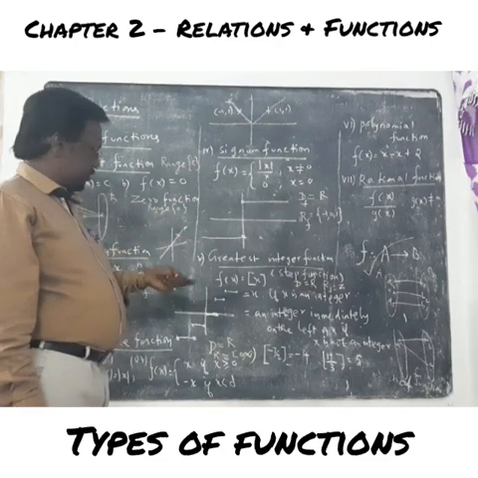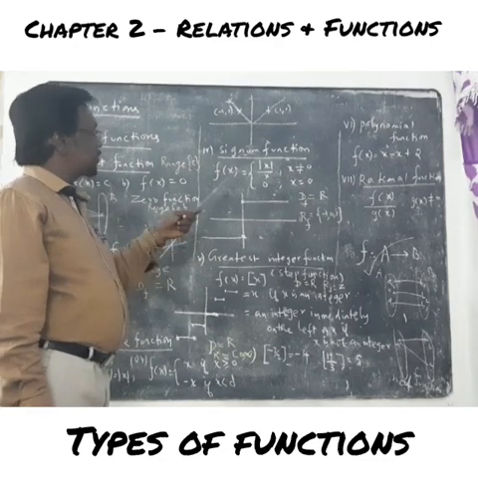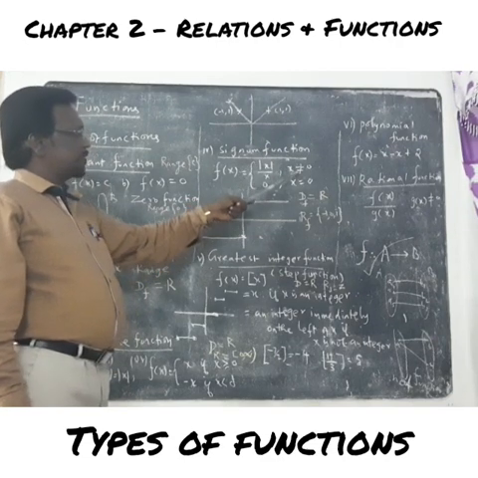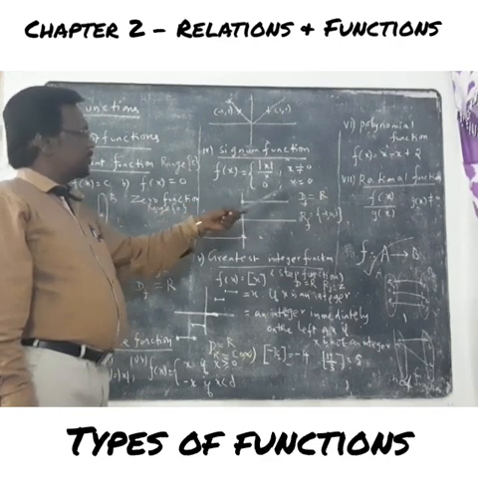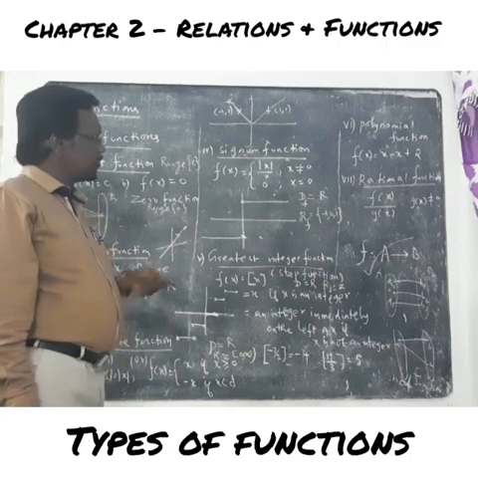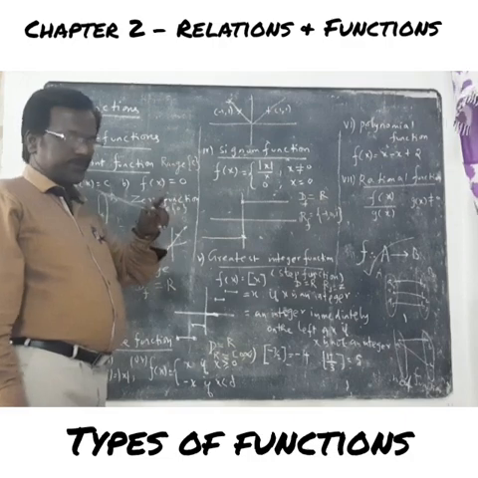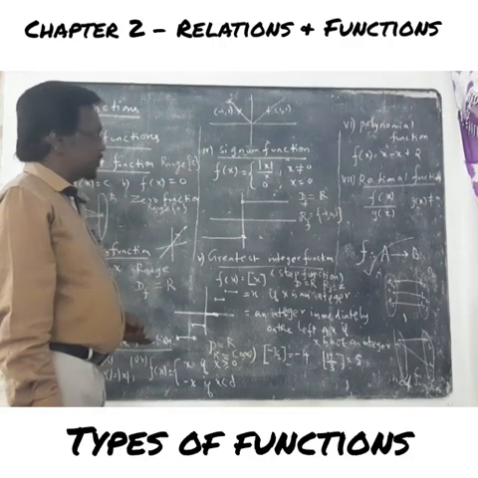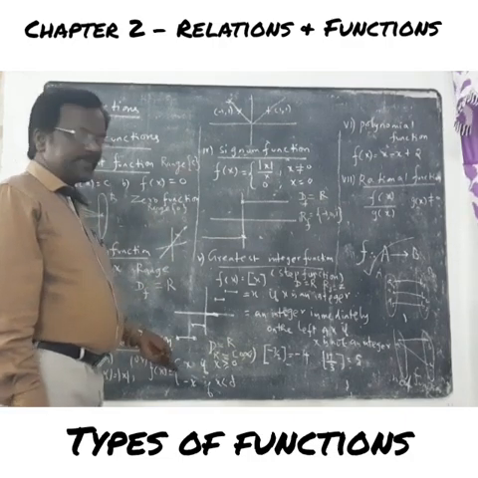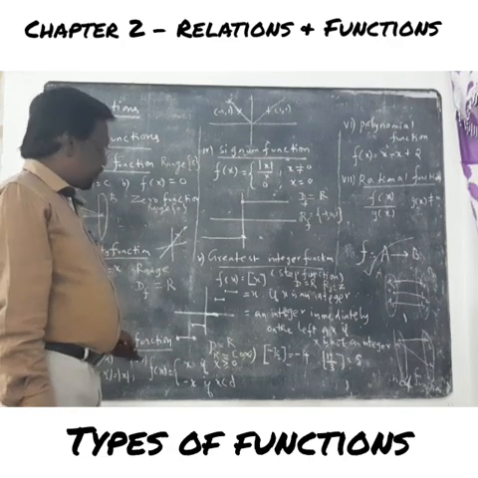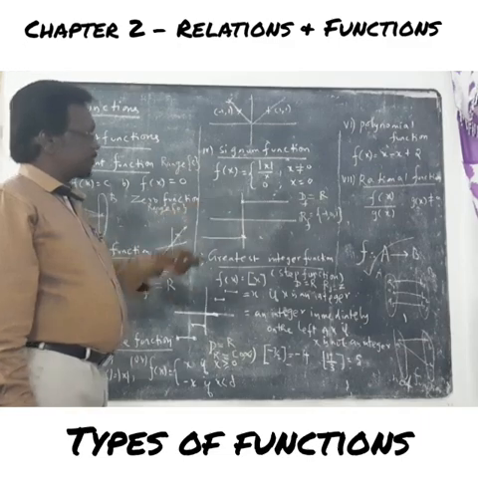Absolute value function. Signum function. F of x equal to, the step function is here, right? Greatest integer function. Signum function. F of x equal to modulus of x by x, where x is not equal to 0, and equal to 0 where x is equal to 0. Modulus of x, already we have discussed, has two values. One is minus x, one is plus x. When minus x, x is less than 0. When plus x, x is greater than 0. So it has three values.